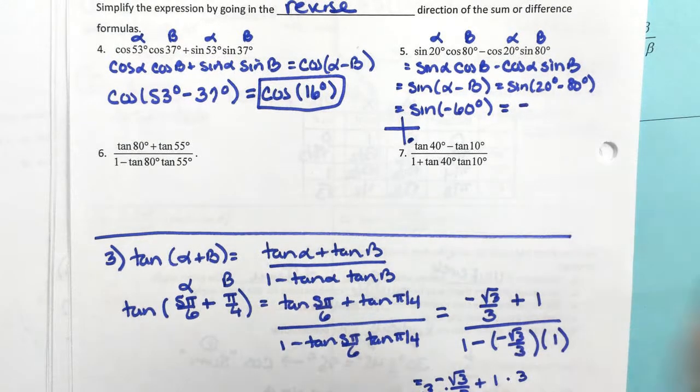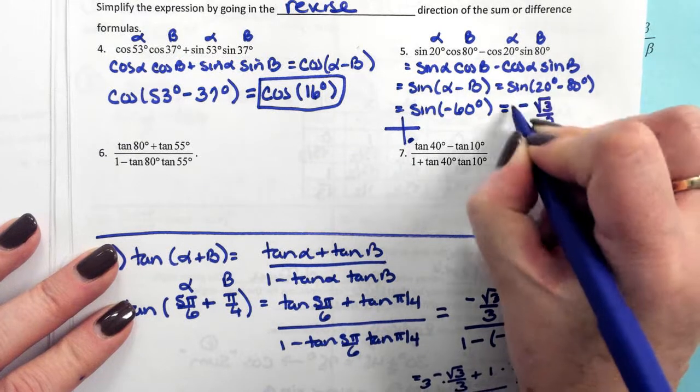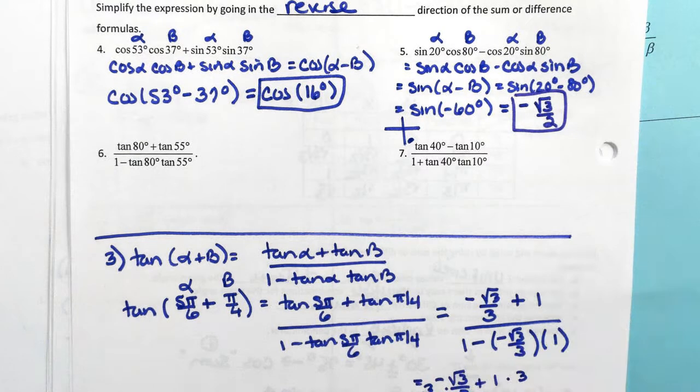So now the question is, what is that unit circle angle? What is the y-coordinate at 300 degrees or negative 60 degrees? What is the y-coordinate down there? So it's either going to be square root 3 over 2, square root 2 over 2, or 1/2. Square root of 3 over 2.